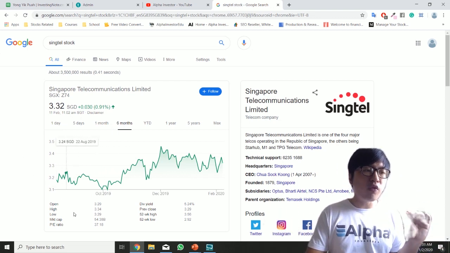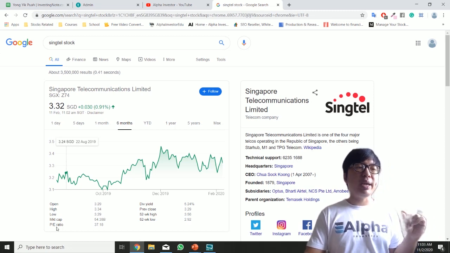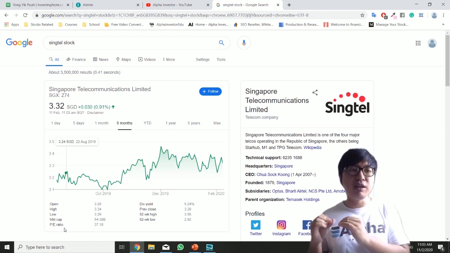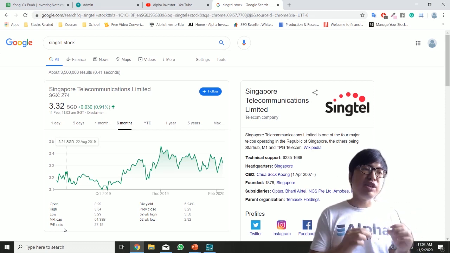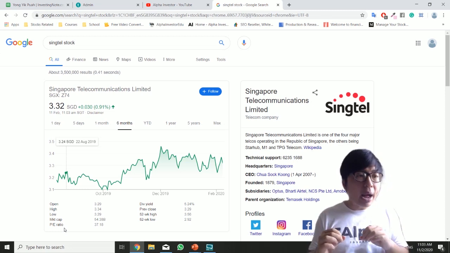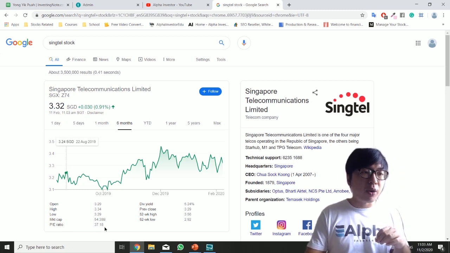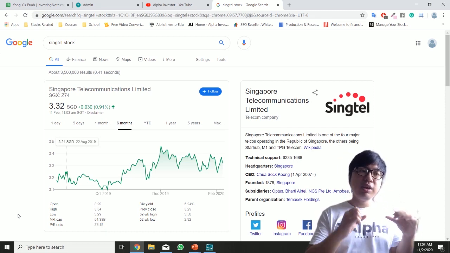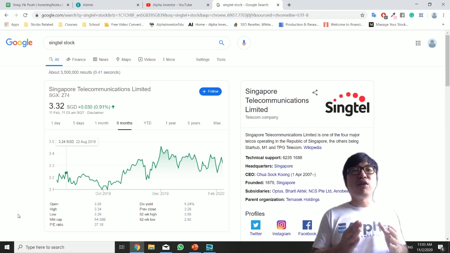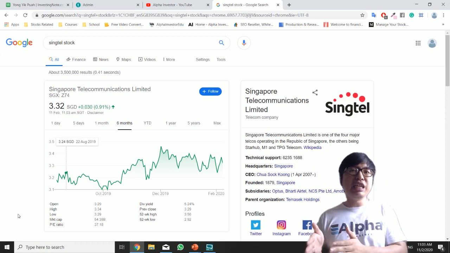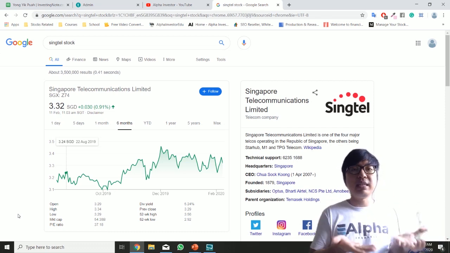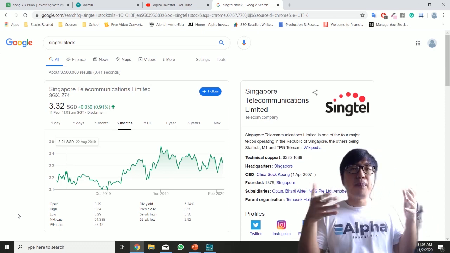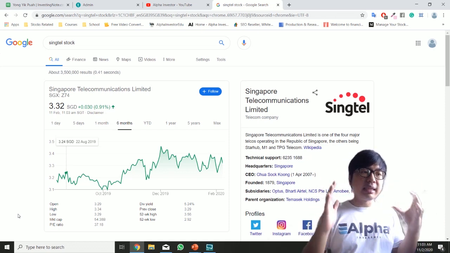But if you notice over here, you can see there's a PE ratio. They actually already calculate for you what the PE ratio is. Down here it puts the PE ratio at 37.18. Now what does this mean? This means it takes you 37 years to break even on your initial investment of whatever amount you invest, because this is their current earnings power relative to their price. Okay, so this is 37 years.